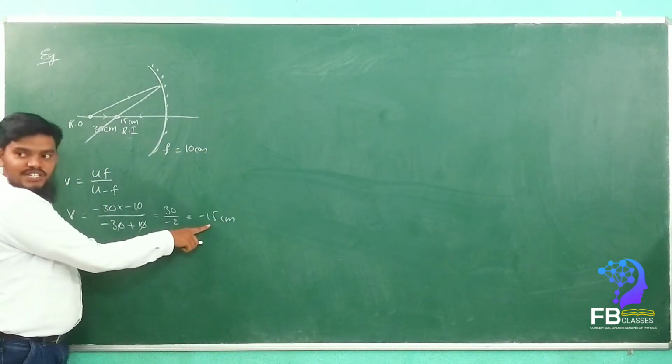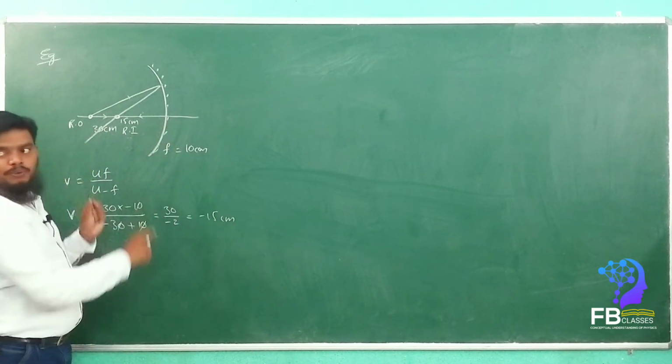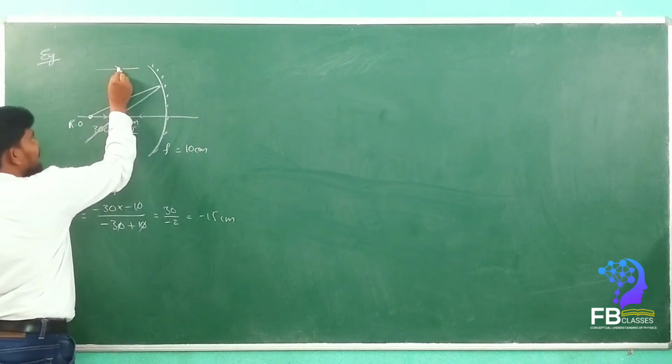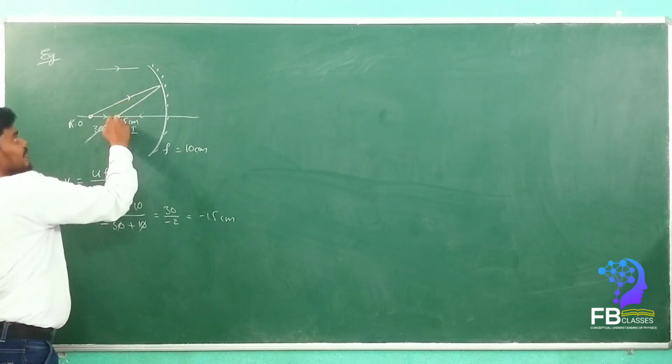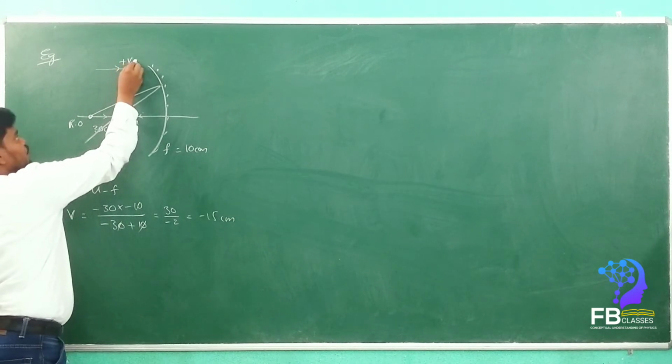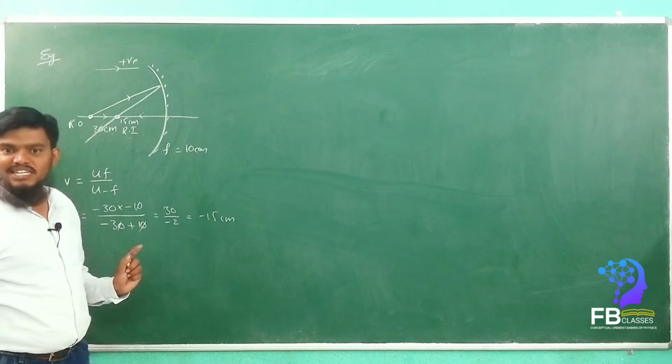So the negative sign itself indicates that it will be formed on the left side of the mirror. Because of the sign convention we have to take, the direction of the useful rays is this, right? So we are taking it as positive. Got it? The sign conventions?